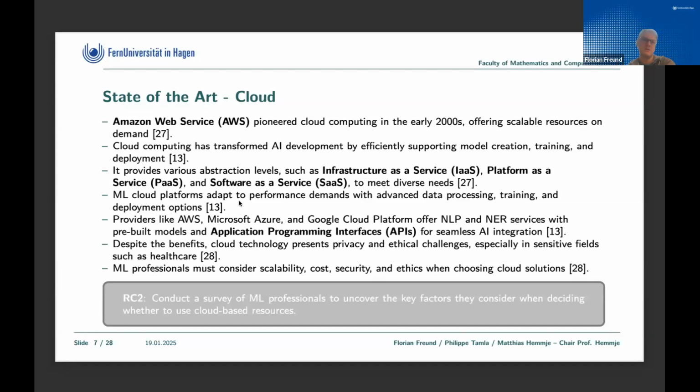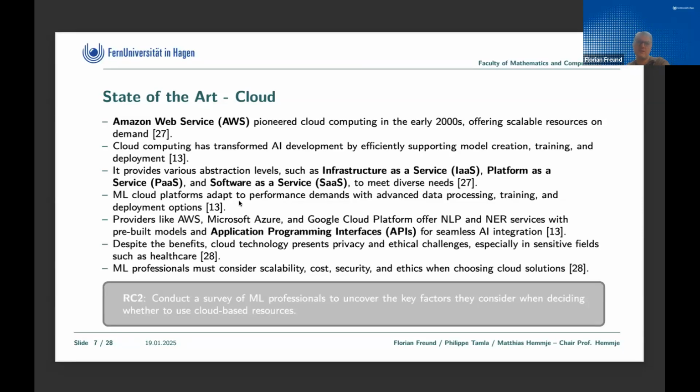Cloud computing has transformed AI development by efficiently supporting model creation, training, and deployment. In recent years, there are various abstraction levels, such as infrastructure as a service, platform as a service, or software as a service. And there are machine learning cloud platforms which adapt to performance demands with advanced data processing, training, and deployment options. The big providers like AWS, Azure, and Google Cloud Platform all offer various natural language processing and named entity recognition services with pre-built models and APIs for seamless AI integration.